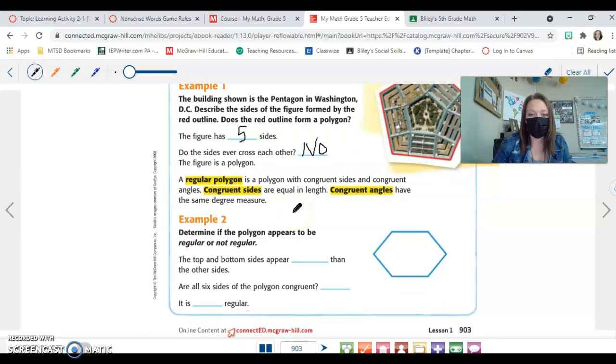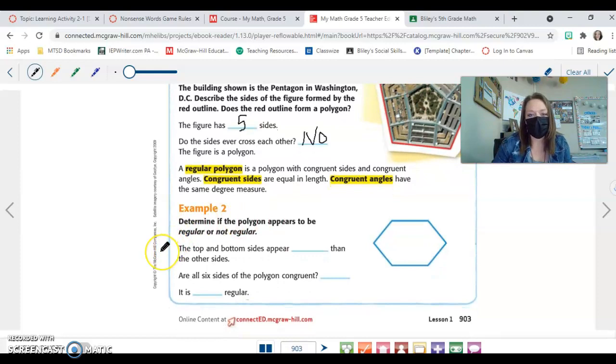Let's look at a regular polygon. A regular polygon is a polygon with congruent sides and congruent angles. Congruent sides are equal in length, and congruent angles have the same degree measurement. So if we look at example 2, it says determine if the polygon appears to be regular or not regular.